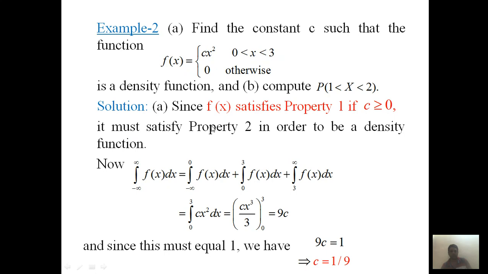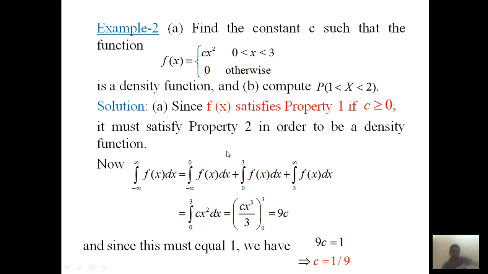Now, to satisfy the second property, we have to use the integral from minus infinity to infinity of f(x) dx. Again, these are discontinuous functions. The function takes a non-zero value in the interval 0 to 3. So we split it: minus infinity to 0, the left-hand part, f(x) dx, then 0 to 3 f(x) dx, then from 3 onwards f(x) dx.